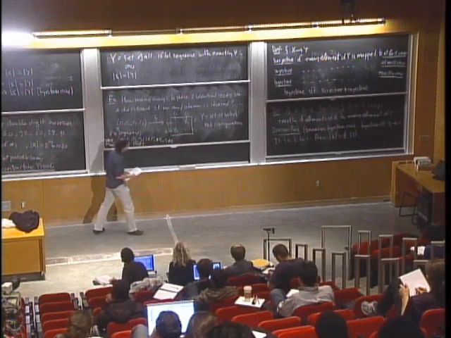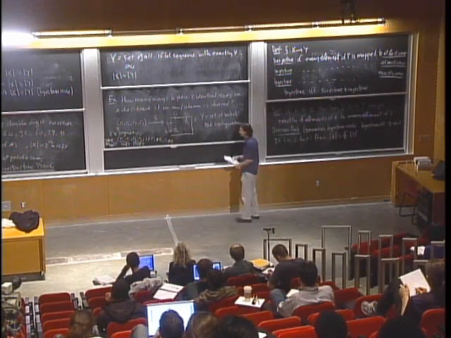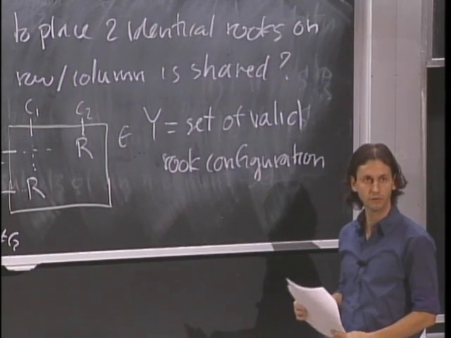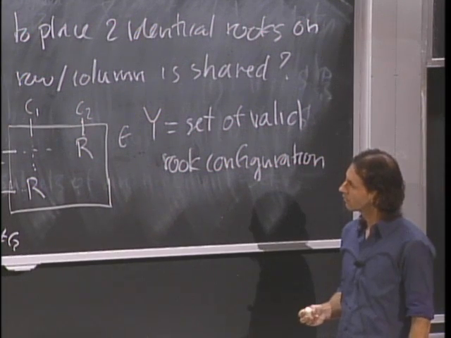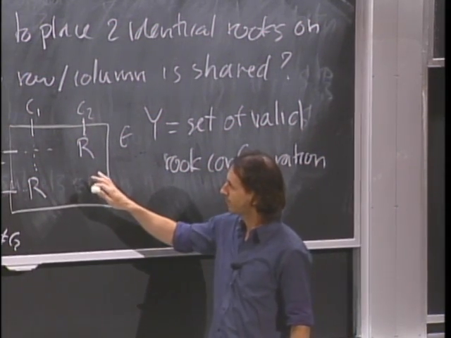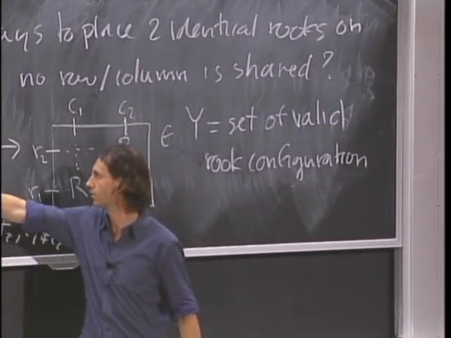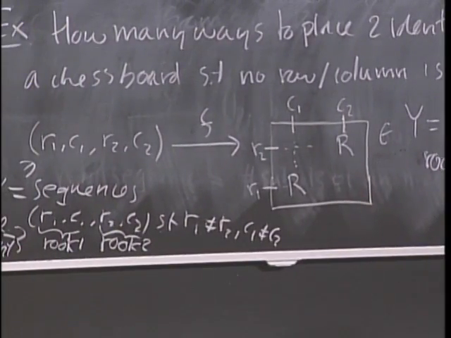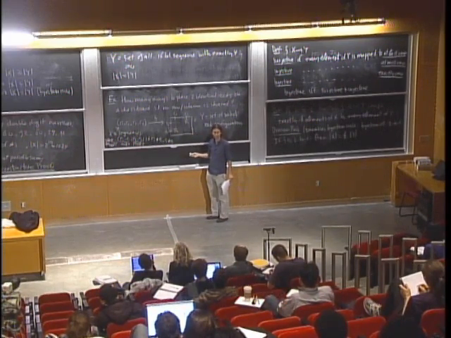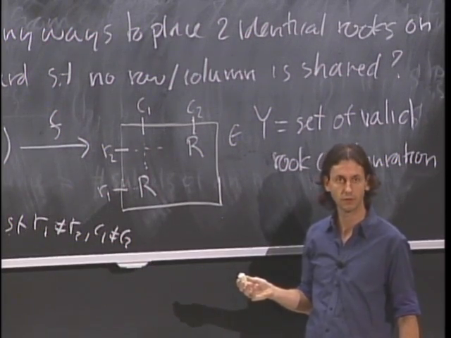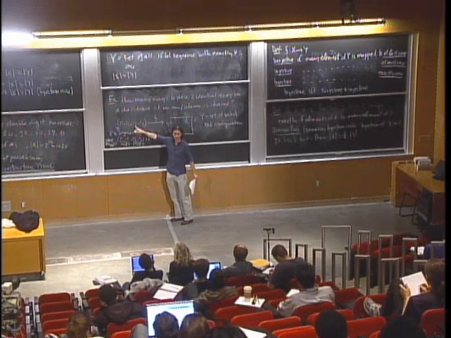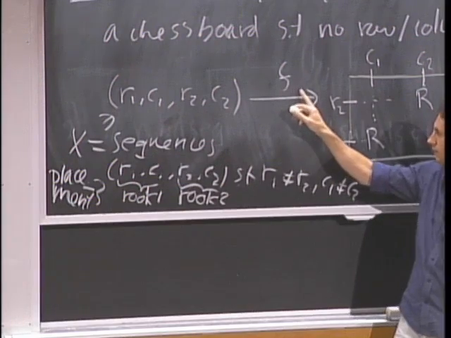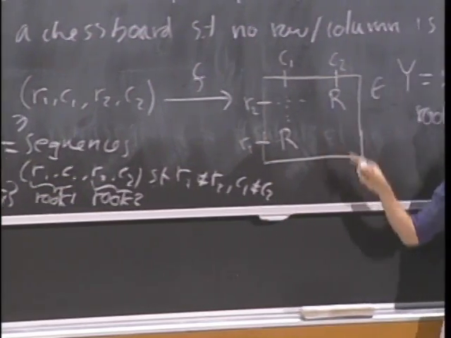So now let's have a look at how we can apply the division rule. So is this function bijective? So I have a mapping that goes from here to here, but is it true that every valid rook configuration is mapped to exactly once? Is this the only representation, the only sequence that will map using this function f into a valid configuration?